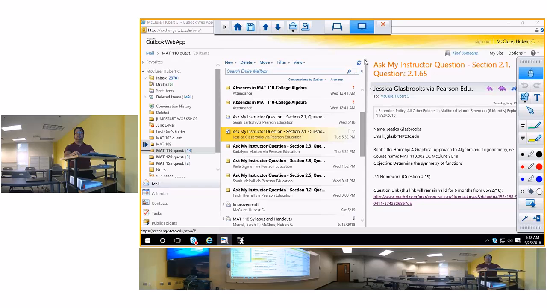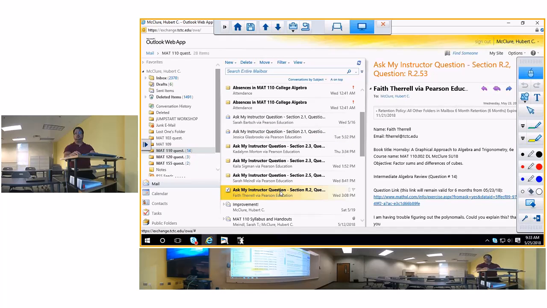Good morning. I have a few questions I want to go over for this week. I got several questions that have been sent in. The first question comes from the review section. This is review question number 53 in the book, and it is number 14 on the intermediate algebra review homework.